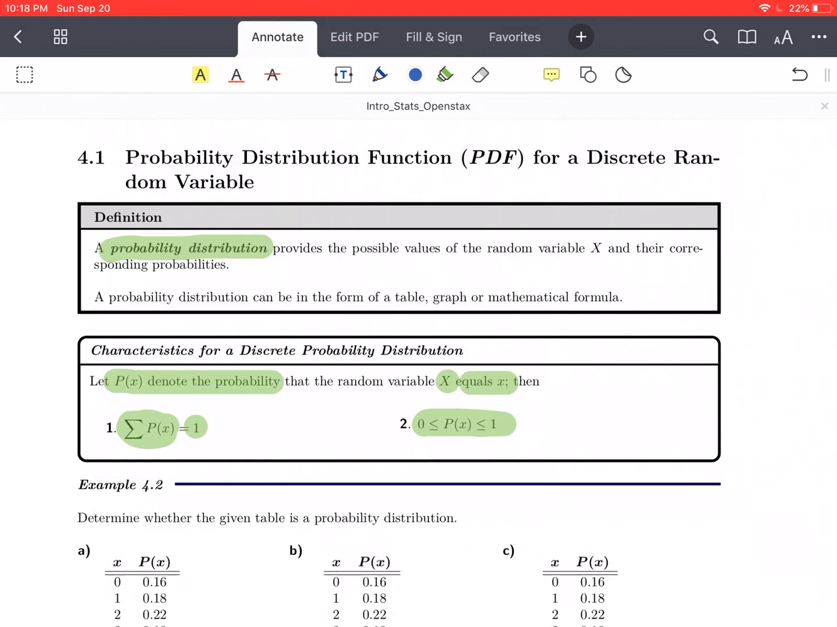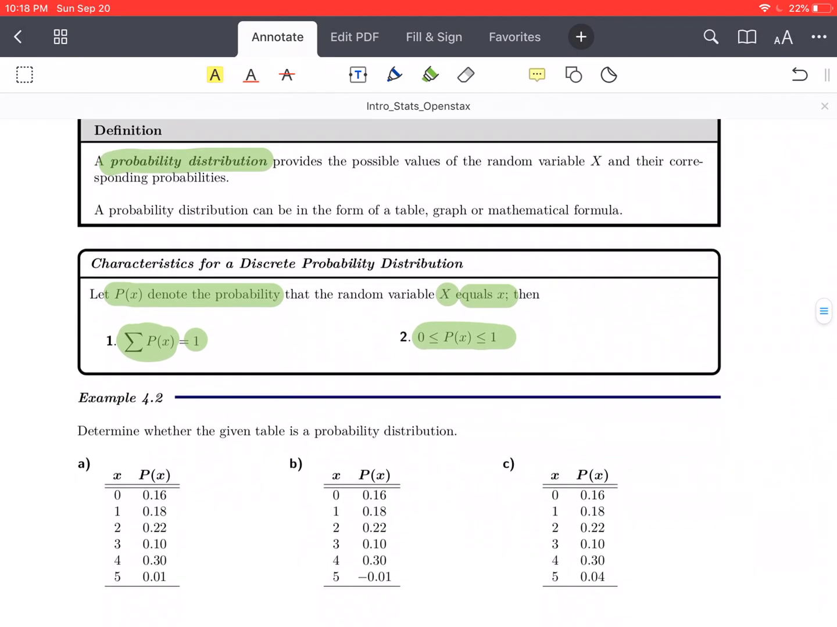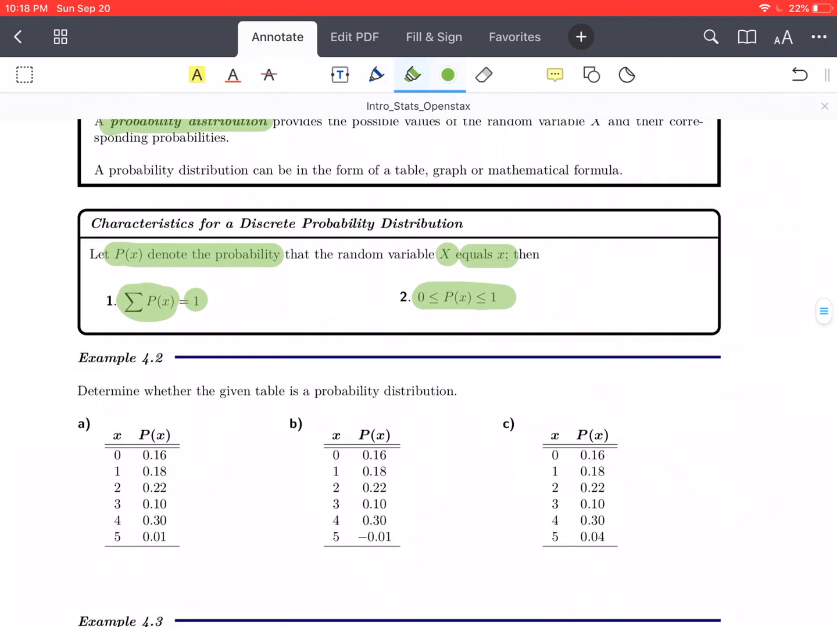Okay, so all probability values lie within that region of 0 to 1. So determine whether the given table is a probability distribution. For the first one here, let's look at each of these values. Here are all the possible outcomes. We could have whatever scenario this is. It could have 1, 2, 3, 4, or 5, and the probability that each of those occurs is given over here.